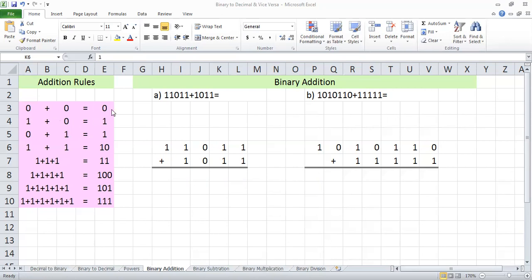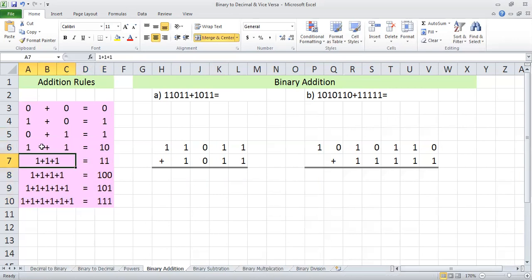0 plus 0 is 0. This is the same as the decimal number system. 1 plus 0 is 1 and 0 plus 1 is 1. So this is also the same. These two rules are the same as in the decimal number system, but from here there is a change.